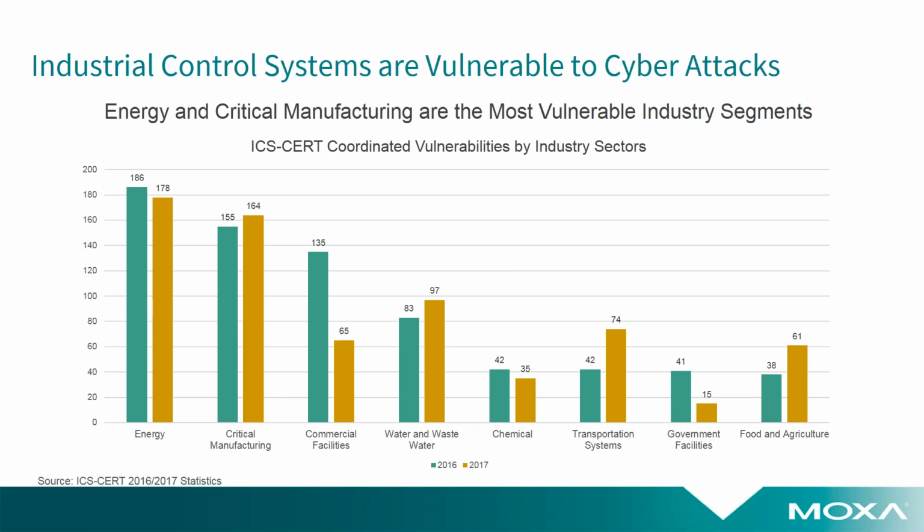When we take a look across what industries have been targeted, as we've seen in some previous slides, the energy industry has been particularly targeted, and while you can see from 2016 to 2017 that has gone down slightly, mainly because of the practices that were put in place. Critical manufacturing also remains a big target, and that's actually on the rise.